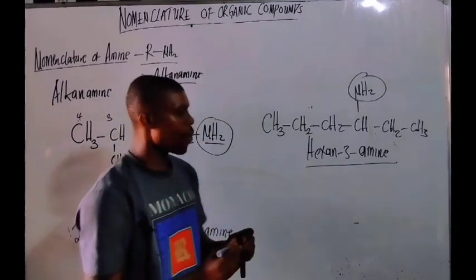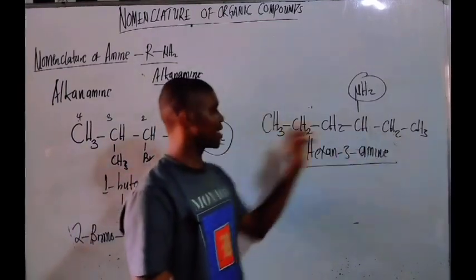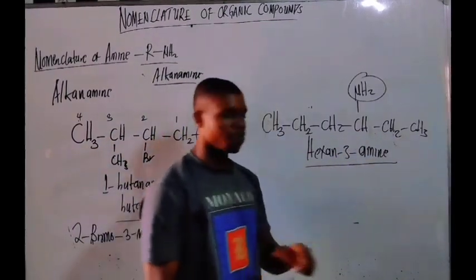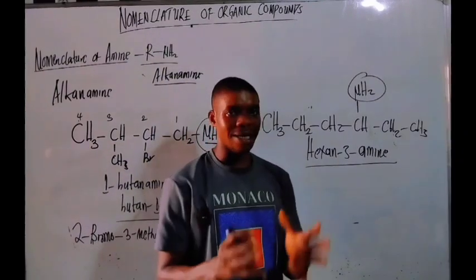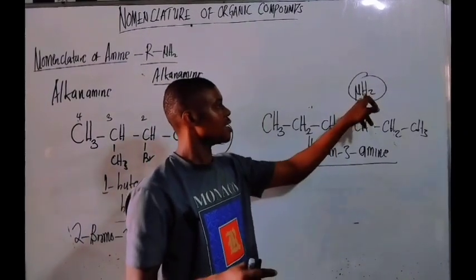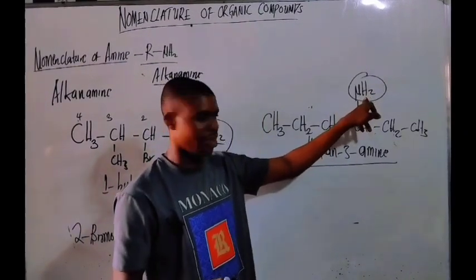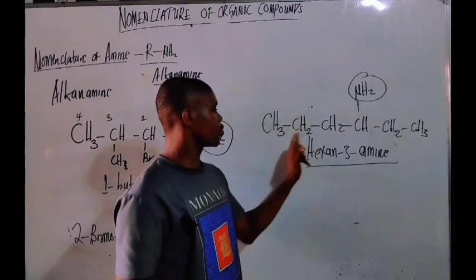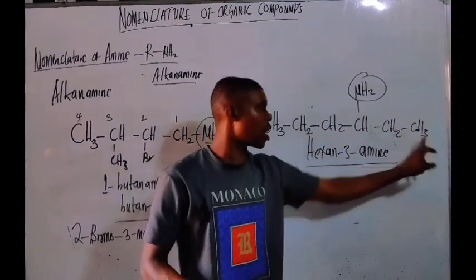Now let me explain it again. Why is it like this? Because it's 6 carbon atoms. The amine is on carbon number 3. Why is the amine on carbon number 3? Because if I start from here, 1, 2, 3, 4, it is carbon number 4, but when I start from here, 1, 2, 3, it is carbon number 3.